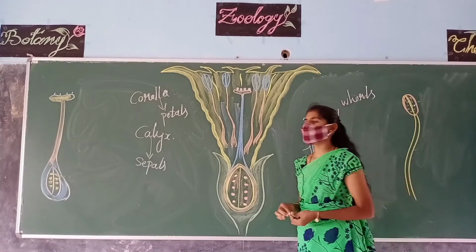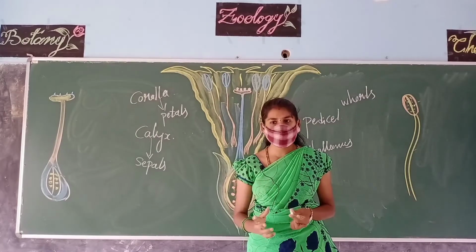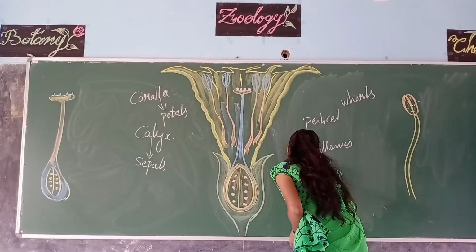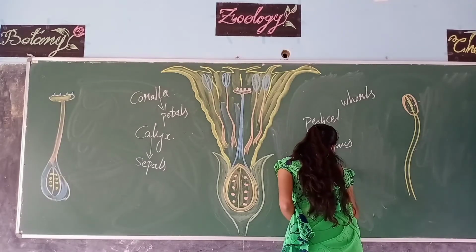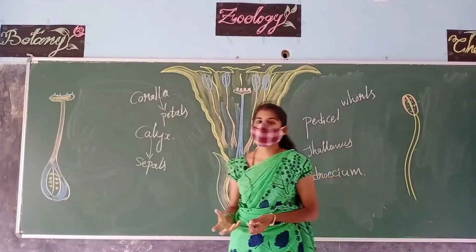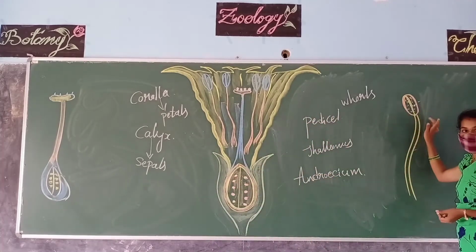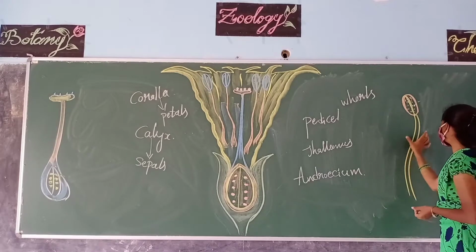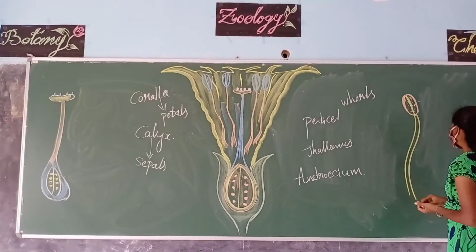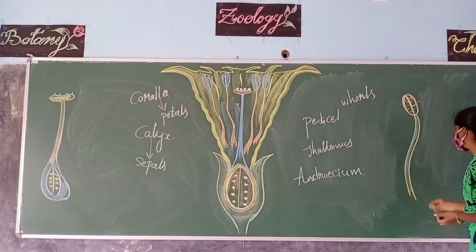Coming to the third whorl, which is known as the male reproductive part or male reproductive organ of a flower. It is known as androecium. Okay, so androecium is called the male reproductive organ of a flower. You could see the structure of an androecium which is drawn here. This shows the male reproductive organ known as androecium. It has again 2 parts. The below tube-like structure is called filament.